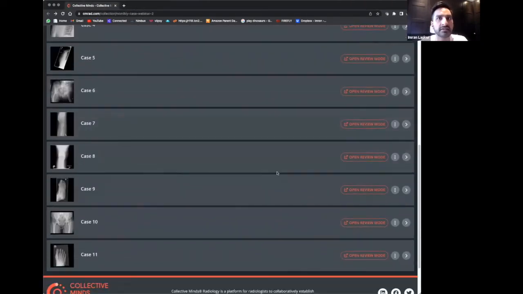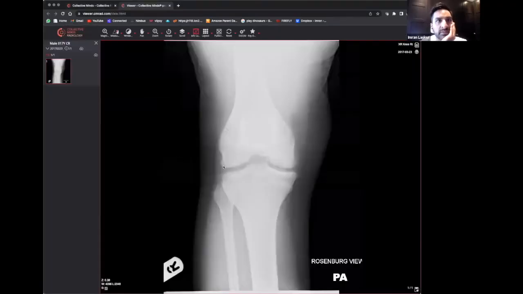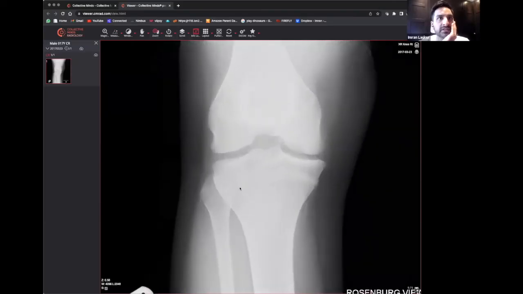That is case number 8. Okay, let's have a look at this one. Now, I can't remember this one. Okay, let's have a look. What does everyone think? Just give me some opinions. Tell me what you think.